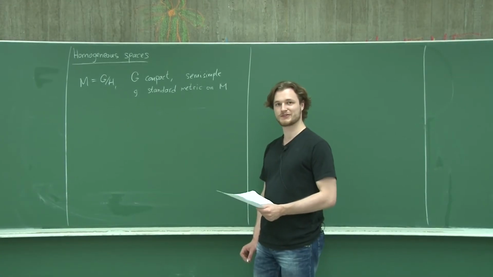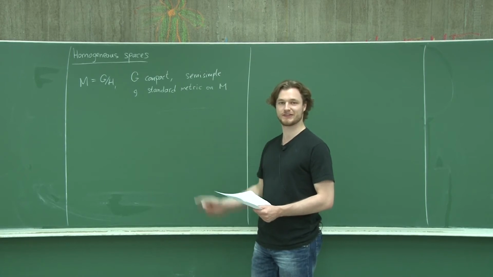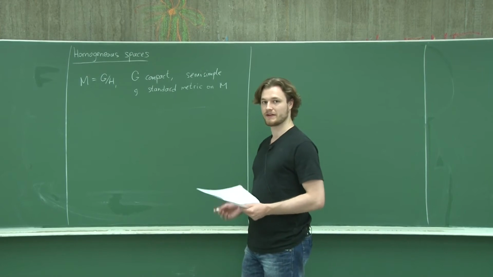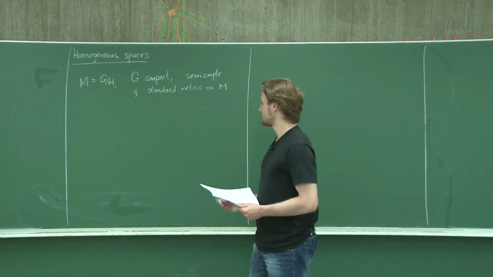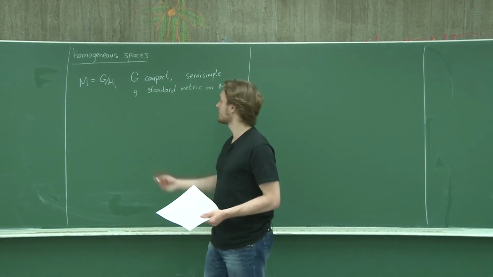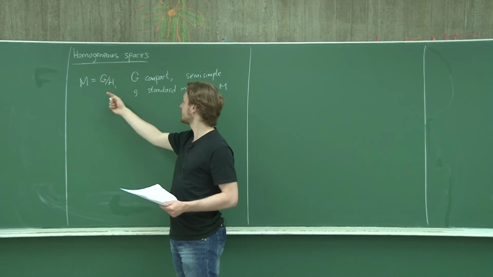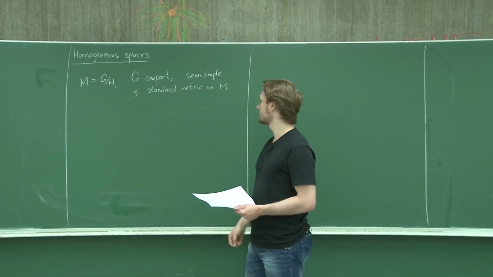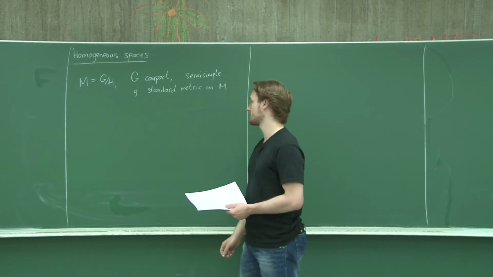The next logical thing to do is to turn to general homogeneous spaces that are not necessarily symmetric. And there things don't work out that nicely. Because, okay, let's say we have the following setting. M is some homogeneous space, a quotient of Lie groups, G over H. G is compact, and we have some other assumptions. So we have g is the standard Riemannian metric on M.